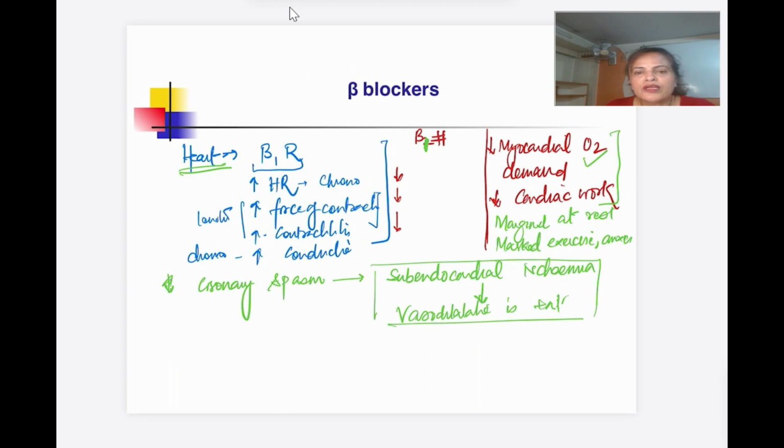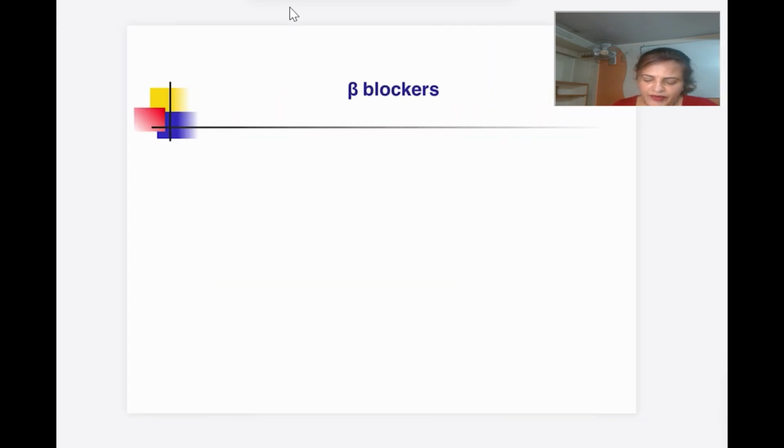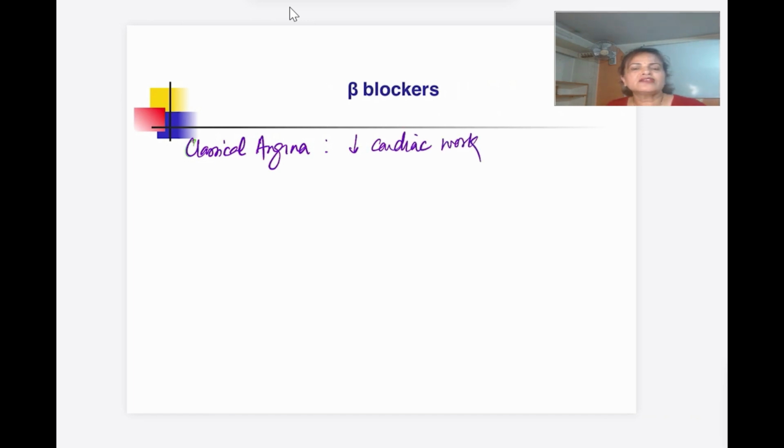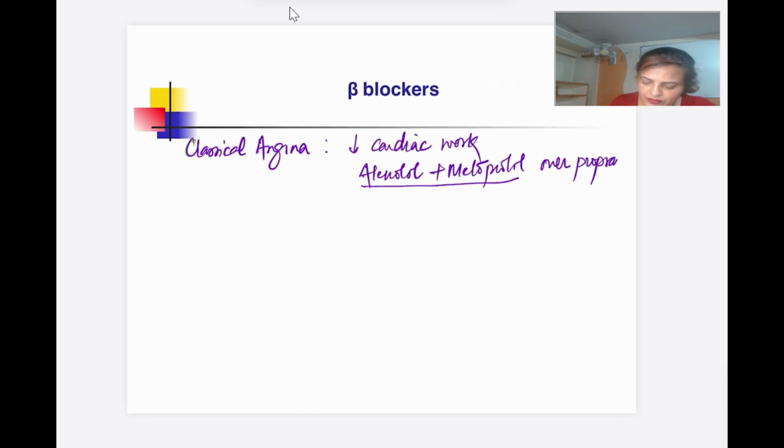Now beta blockers are to be used in which type of angina? We have three types of angina. One is classical angina. Of course we can use this drug in classical angina because it is going to decrease the cardiac work. Cardioselective drugs like atenolol and metoprolol are to be preferred over non-selective propranolol.